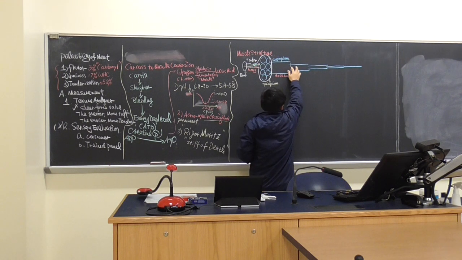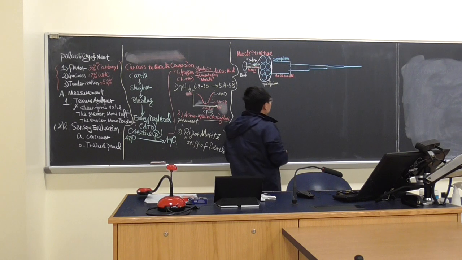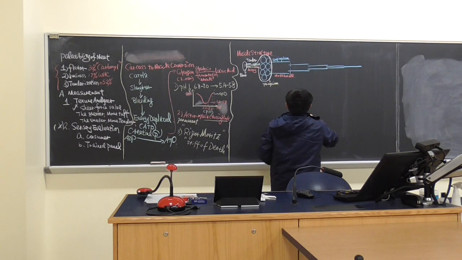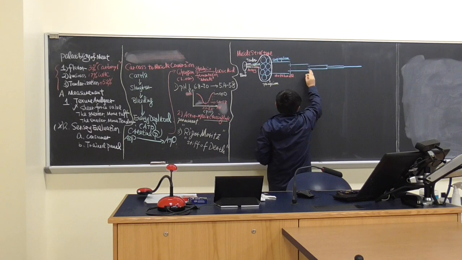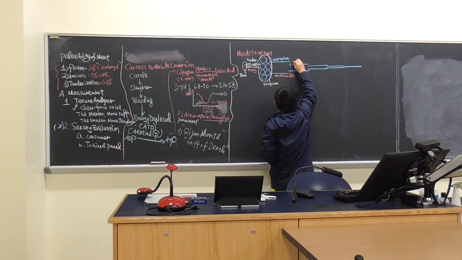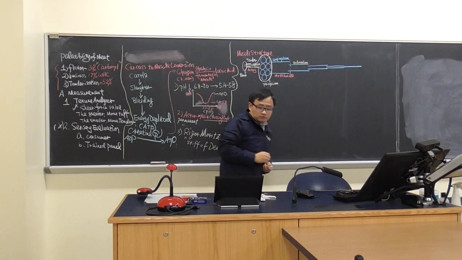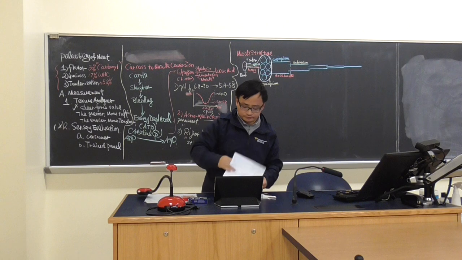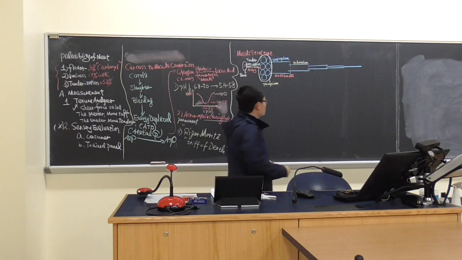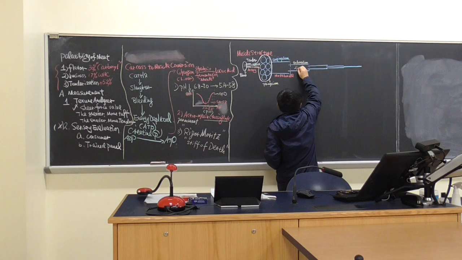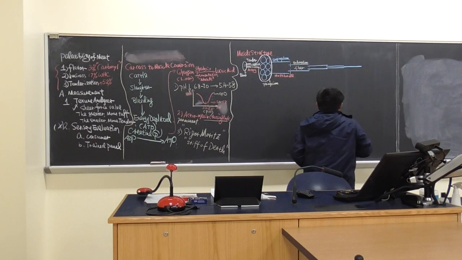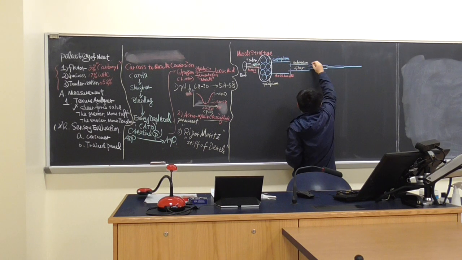Then you go inside, you start to see something, a muscle fiber is going to come out. So right here it's packaged by endomysium. So that's called a muscle fiber. Then what's going to happen? This comes here, called sarcolemma.